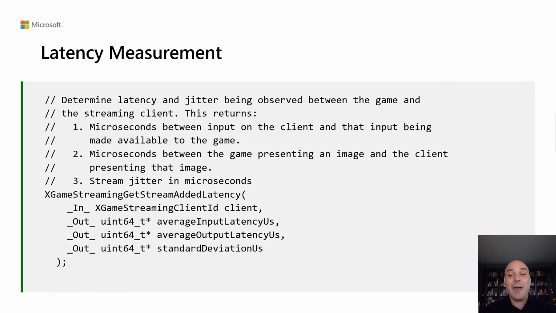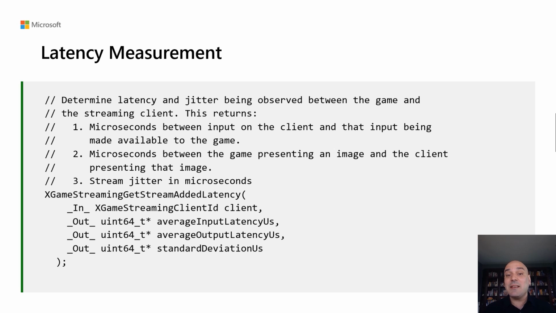Now, of course, to do that, you'll need to be able to measure the latency your game's observing. And that's where XGameStreamingGetStreamAddedLatency comes into play. It's going to return to you the number of microseconds of latency that are observed between when a controller input is pressed and when it's provided to the Xbox running the game. It also measures the number of microseconds of latency observed between when the game renders a frame and when the player sees that frame. The third value it provides is a standard deviation.